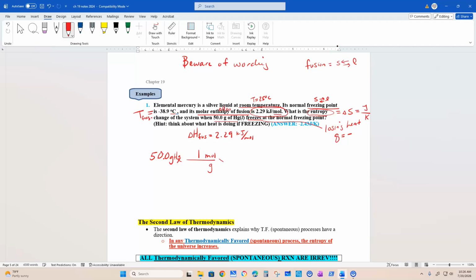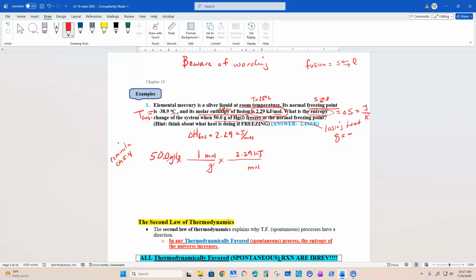And then I'm going to keep this going because my grams will cancel. But I need my delta S in joules, and I have kilojoules per mole. I've got to get rid of the moles, so I'm going to do one more conversion. I'm going to put mole on the bottom, and I'm going to put 2.29 kilojoules on top. We did these conversions in chapter 5, I want to say it was 5.4, where we were doing stoichiometry with heat.